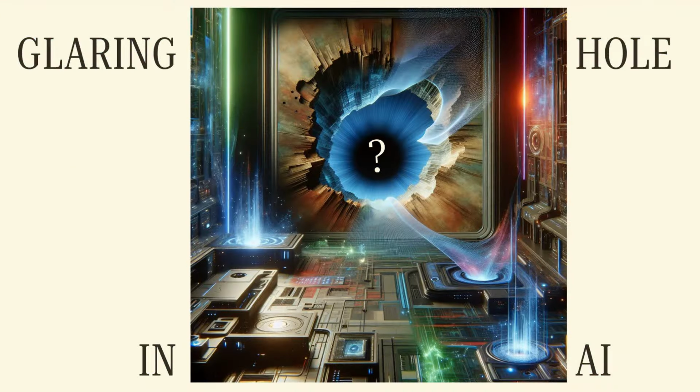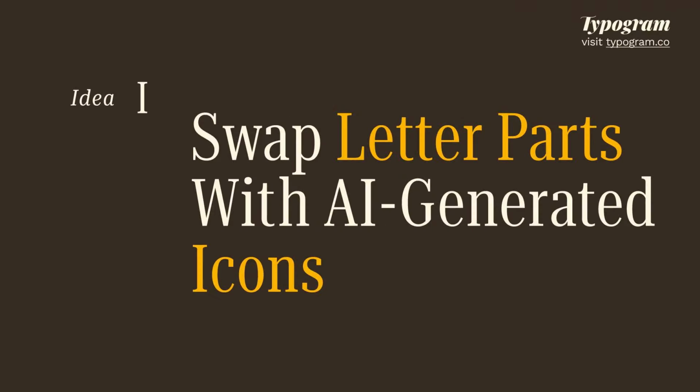So today we're going to talk about how we navigate this glaring hole in the industry. Despite how inefficient AI is in terms of typography, how do we go around it and still make it useful in typography work? The first way that I recommend to incorporate AI in typography is to use a font as a base, but use some kind of icon generated by AI to replace the shape of a letter to enhance the meaning.